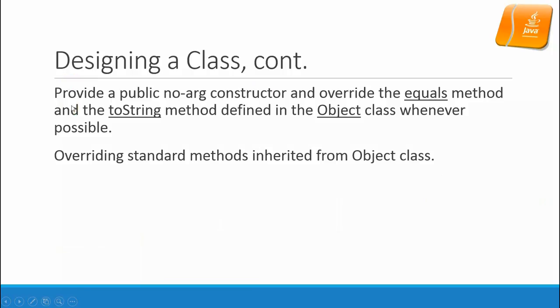Designing a class: provide a public no-argument constructor, and override the equals and toString methods defined in the Object class whenever possible. Because all of the classes are subclasses of Object, the data classes usually need to override these two methods.